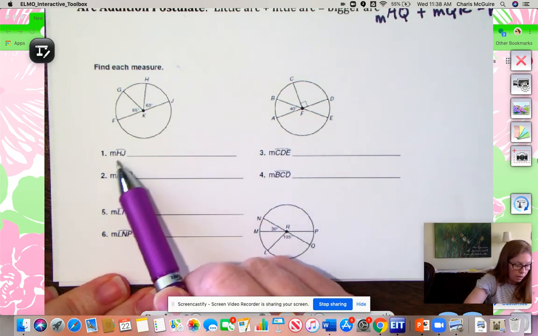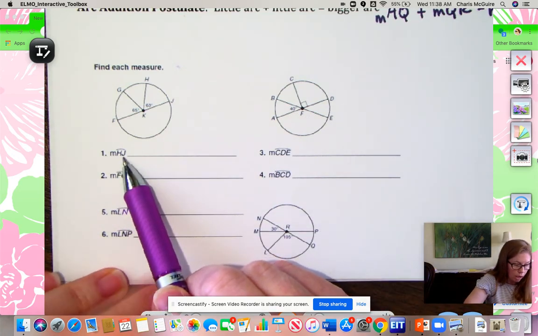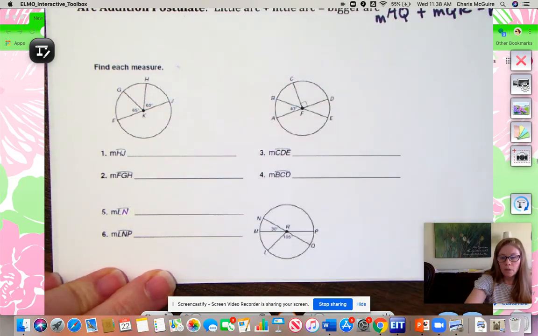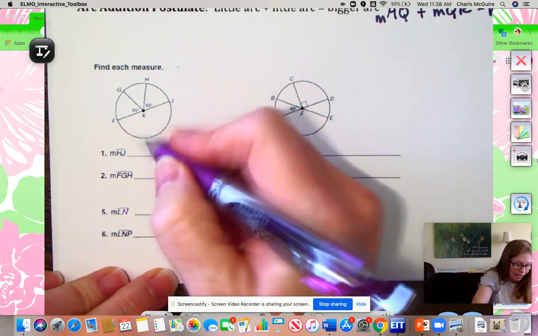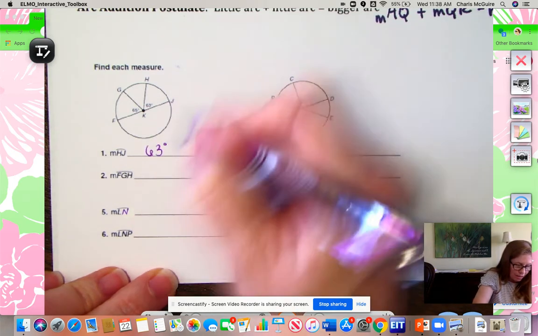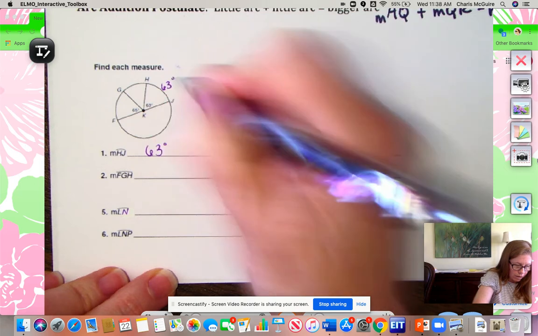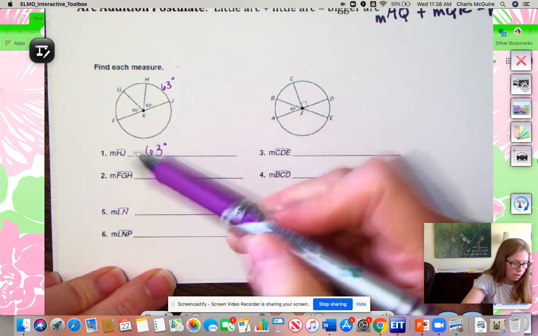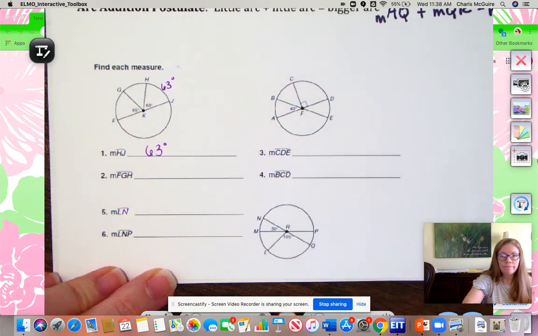So first thing they're asking us for is arc HJ. So here we are, arc HJ, super simple. You should be able to conquer that one pretty easily. That's right, it's 63 degrees because the central angle and the arc are the same degree measure. Now they'd like us to find arc FGH. I'm going to let you go ahead and find that one.